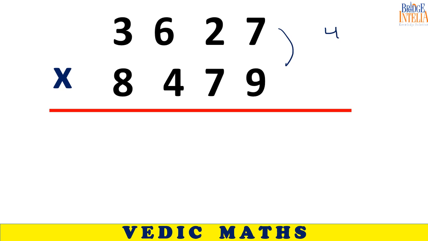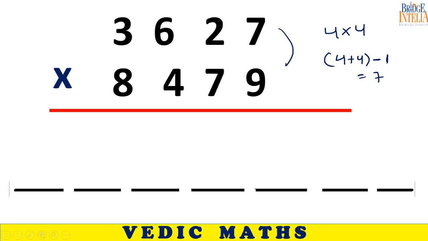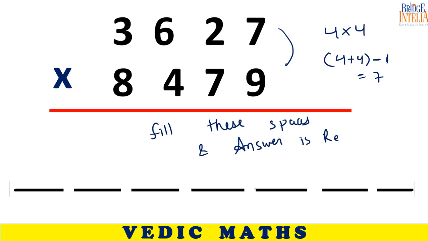Here again 4 into 4. How many blank spaces will be created? 7 blank spaces. If you fill these 7 blank spaces, the answer is ready. So this is the trick. Now we have to understand how we are going to fill these blank spaces.